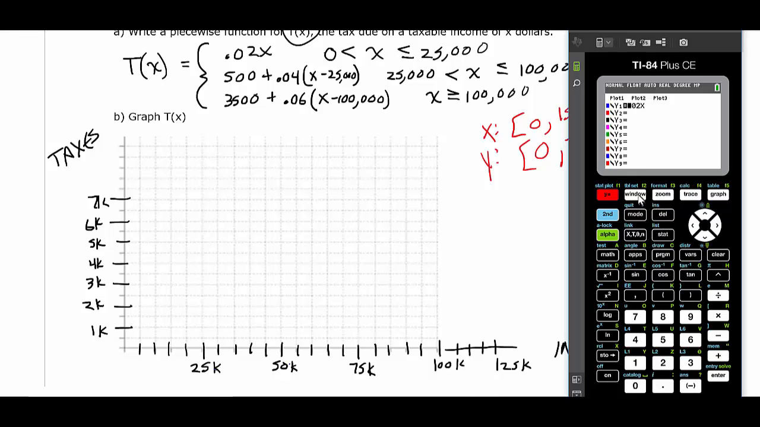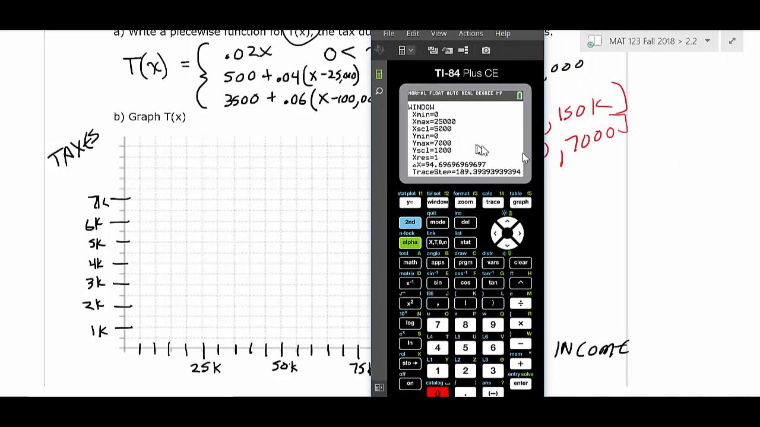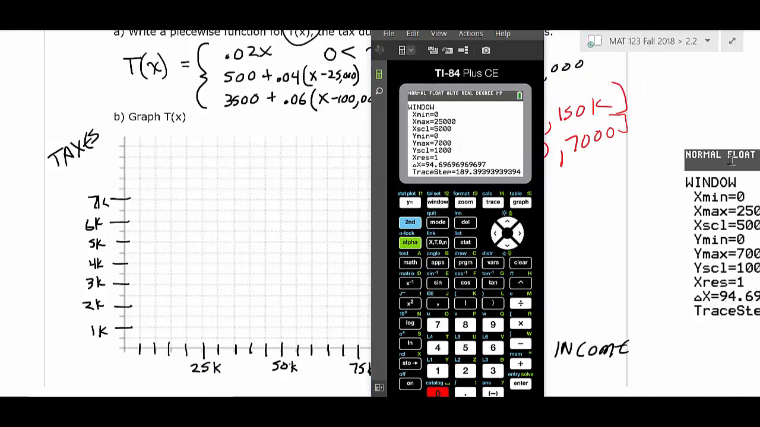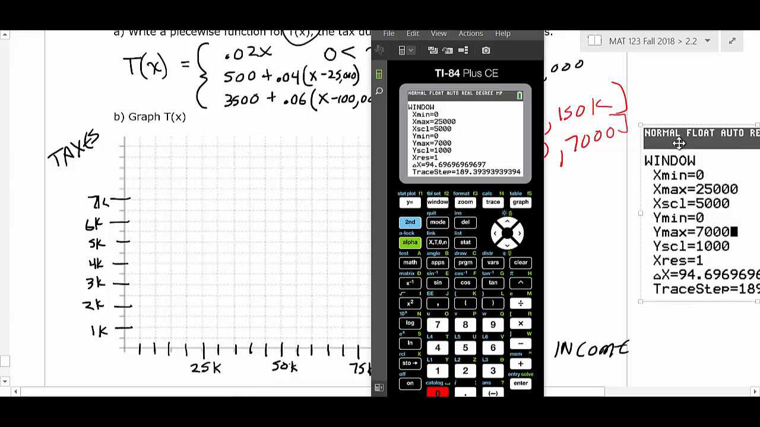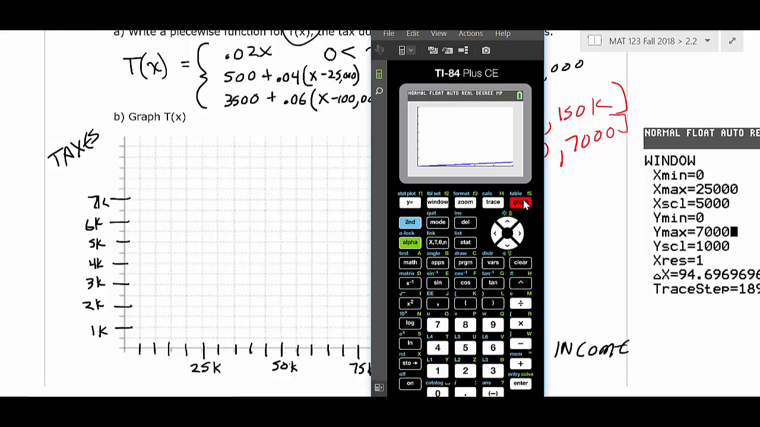Now the window, what we have is 0 to 25,000. It doesn't matter what you scale by. I'm just going to always scale these by 5,000, because that's what I had you do on your calculator. The Y values, we're just going to go 0 to 7,000, exactly like we set this up. Now I'm going to switch this as we go to the next pieces. So you can try that window, then graph, and you're going to get a line, but the line's going to end at 25,000. So if you get your window in, then you should have a line going like that.